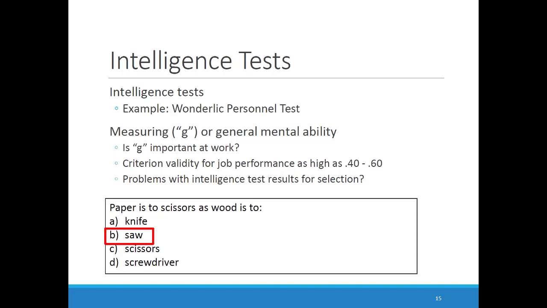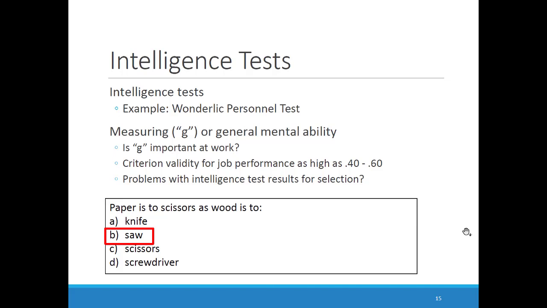So this general mental ability criterion-related validity is an average across all different types of jobs. On average, it does relate to job performance. However, we do see some differences depending on the type of job, and certainly more complex jobs benefit more from higher levels of intelligence. All right, here is an example on slide 15 of a type of question that would be asked on a test like the Wonderlic Personnel Test or other tests of intelligence. Paper is to scissors as wood is to, and the correct answer would be B, saw.